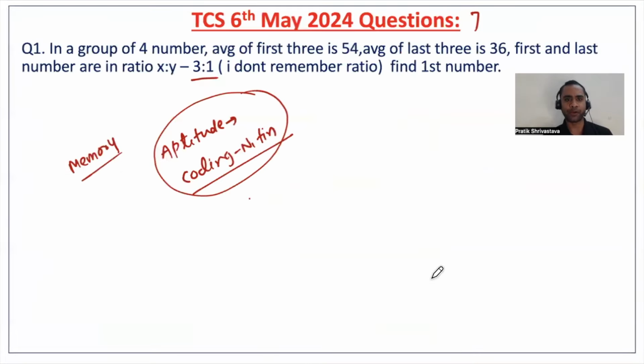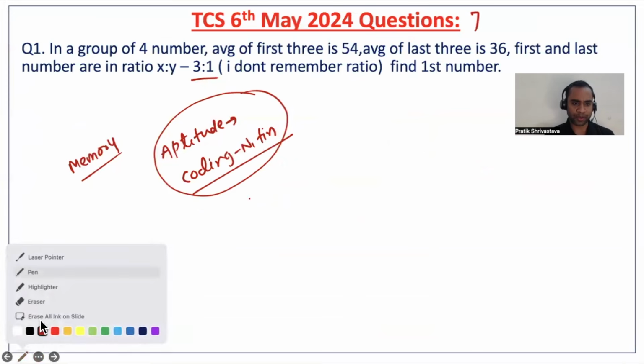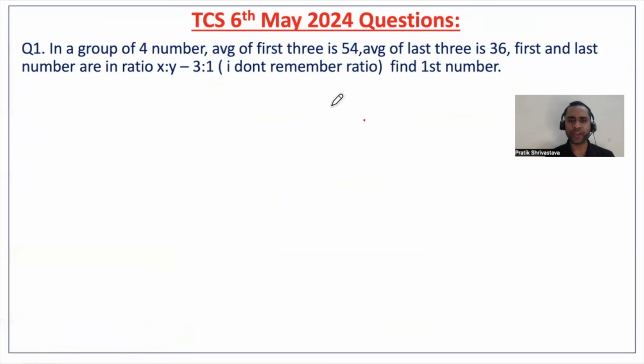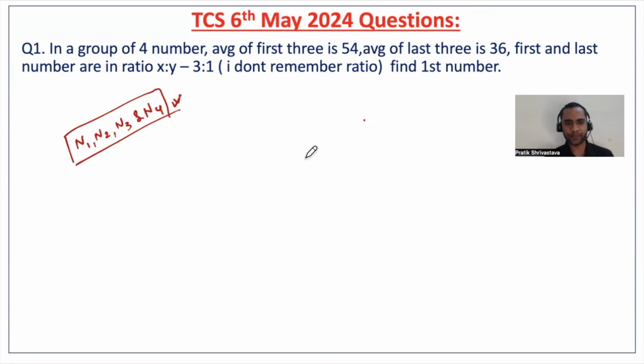Now, let us try to solve question number 1. So friends, in a group of 4 numbers, we have 4 numbers, n1, n2, n3 and n4, right? Now the average of the first 3 numbers is 54.